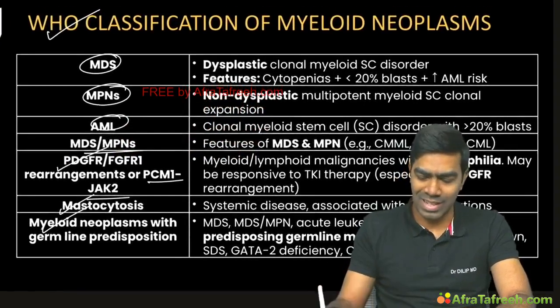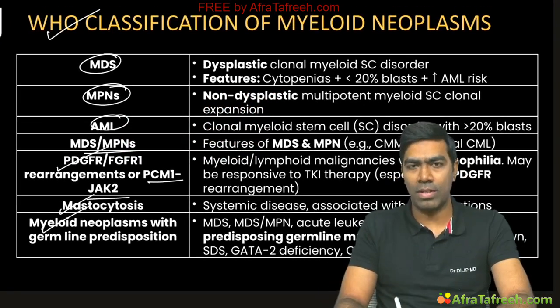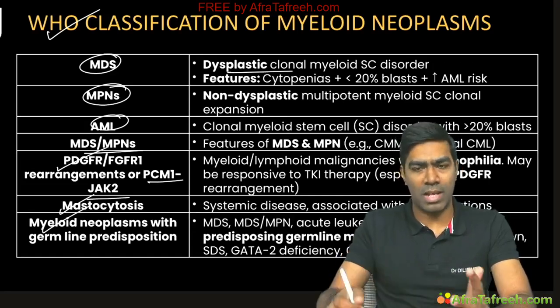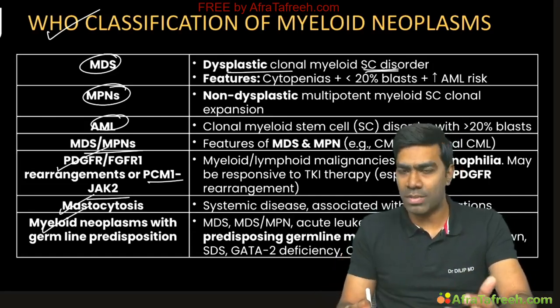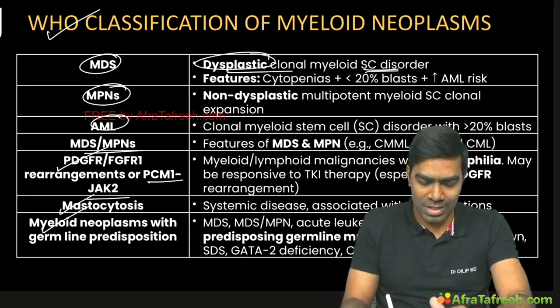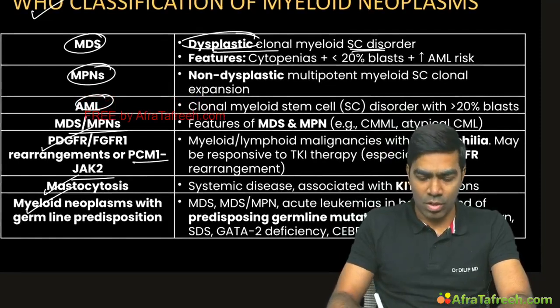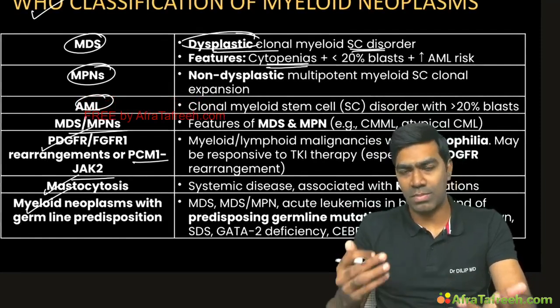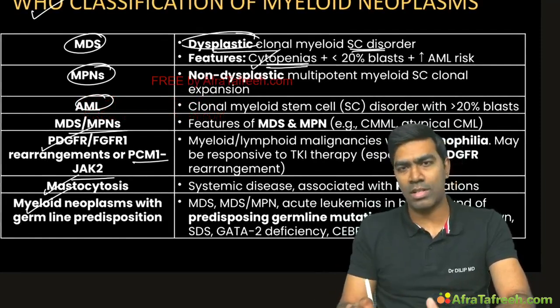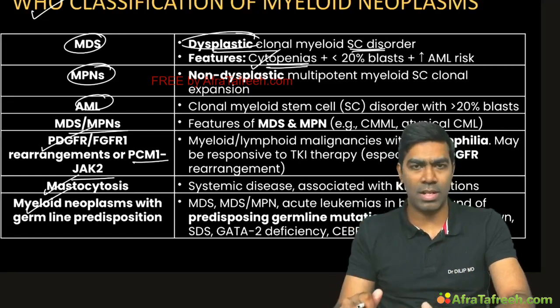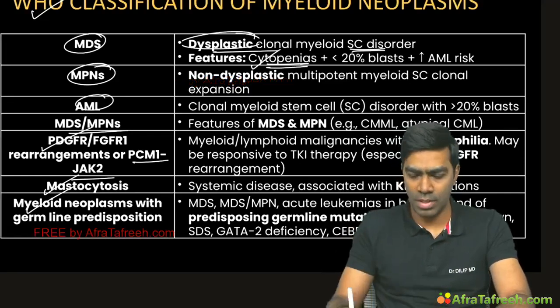And we have some myeloid neoplasms with germline predispositions as well. So what is basically MDS, or myelodysplastic syndrome? As I said, it's a kind of dysplastic clonal myeloid stem cell disorder, where the main problem is dysplasia. And what are the features? Patients are going to have cytopenias because of dysplastic maturation. There will be cytopenias. It could be single lineage, or it could be more than one lineage as well. Most of the time it's going to be multilineage dysplasia and multilineage cytopenia.